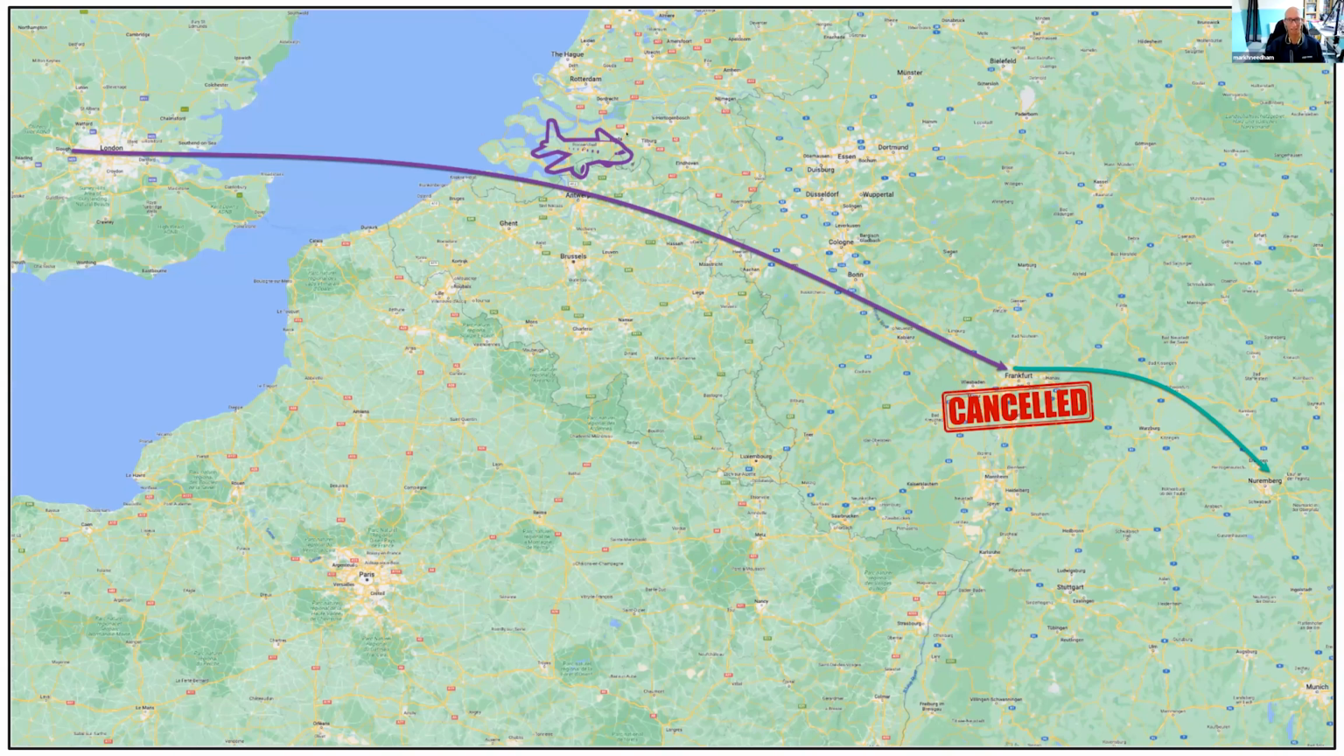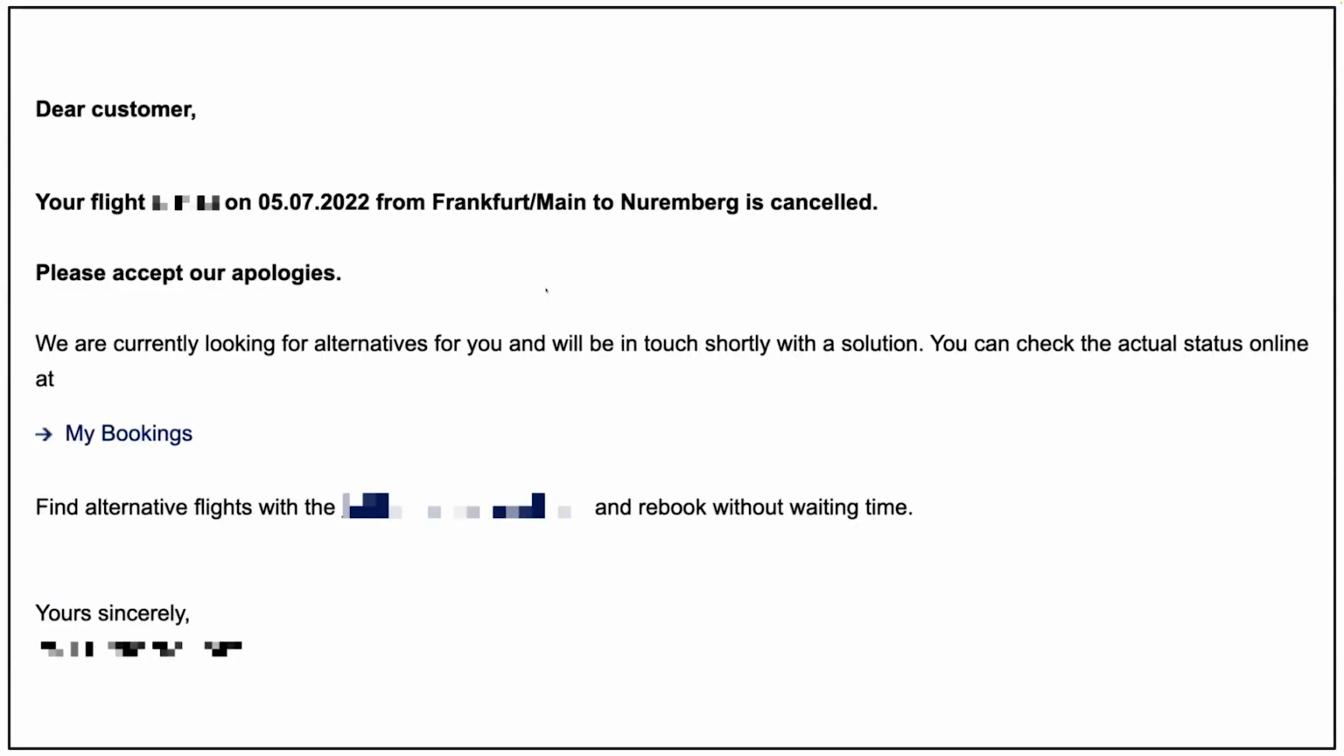So flight number one, all good. I then got to Frankfurt airport, sat there for about 4 hours, and then they cancelled the flight, and I came back home again. And this is how I found out in the airport that my flight was cancelled.